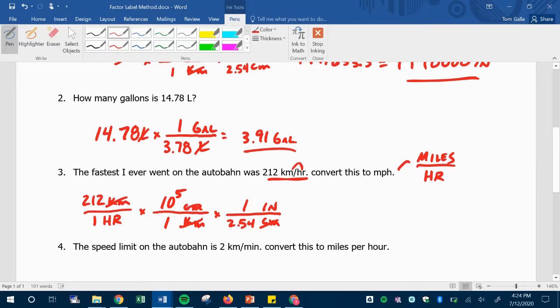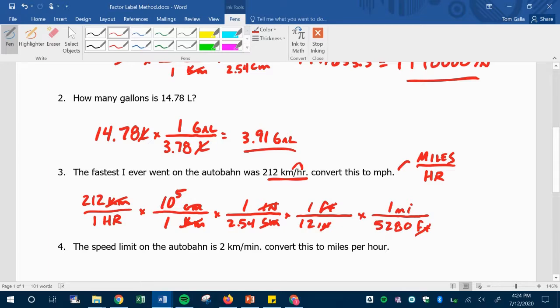Now we need to convert inches all the way back up to feet. Hopefully, we all know that there are 12 inches in every 1 foot. And so now inches cancels, and then we need to go from feet to miles. And remember, there are 5,280 feet for every 1 mile. And so now feet should cancel out, leaving us with just miles on top.